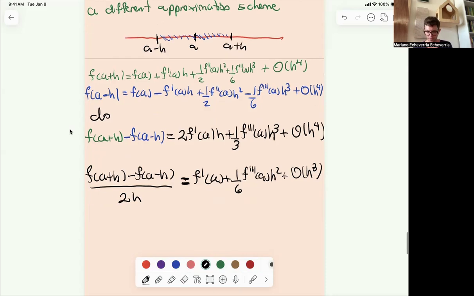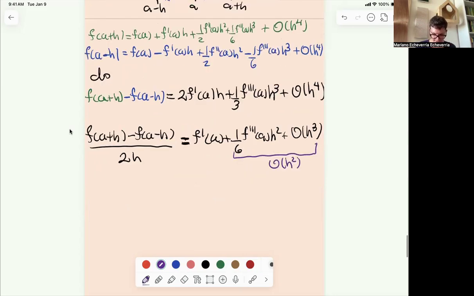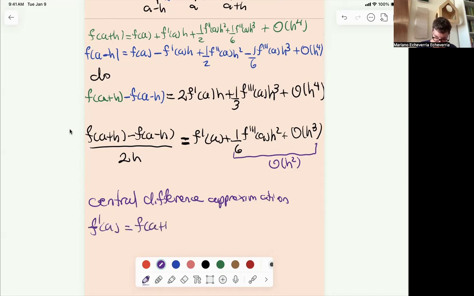And all of this, what is all of this? This is big O of h squared. So interesting, and this is another way to approximate the derivative. This is called the central difference approximation. So what is the central difference approximation? It's just to say that f prime of a is f of a plus h minus f of a minus h, divided by 2h.